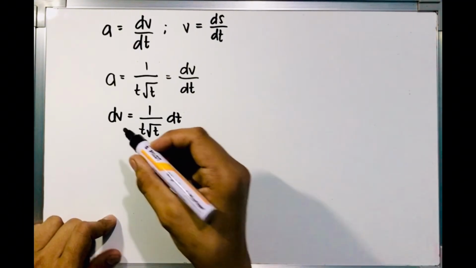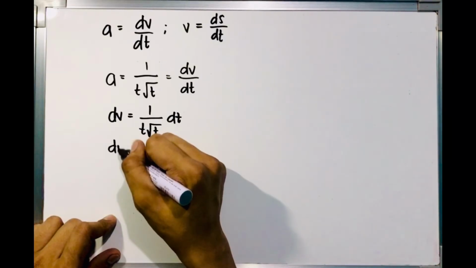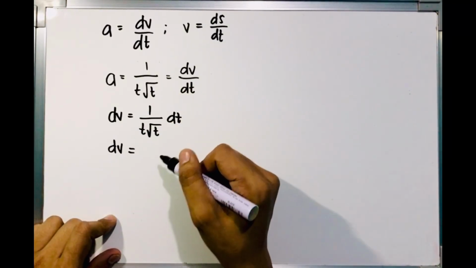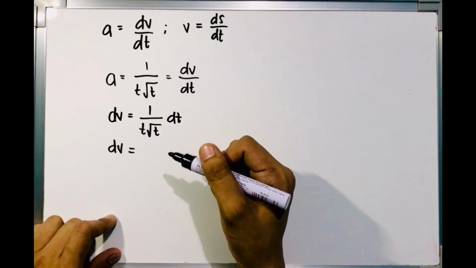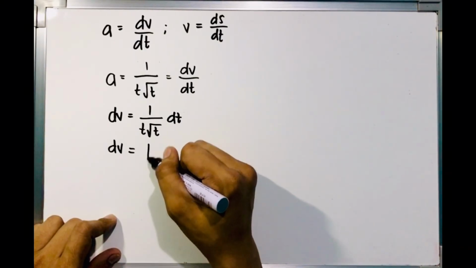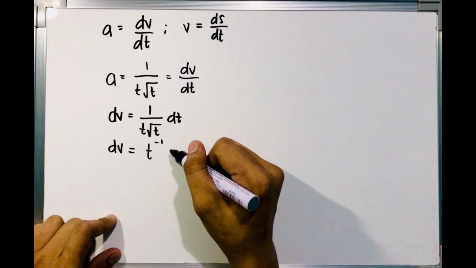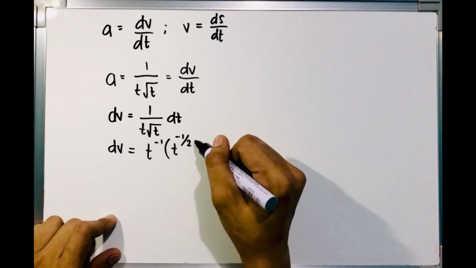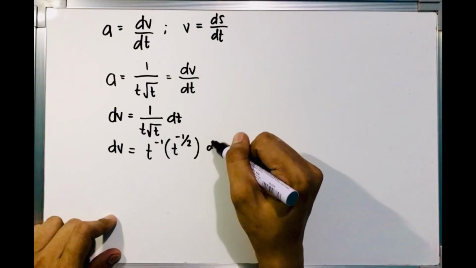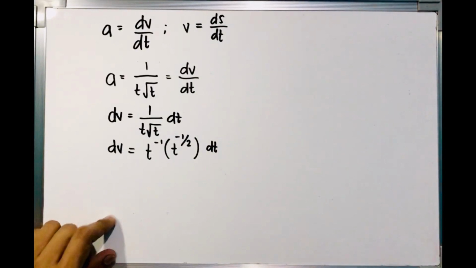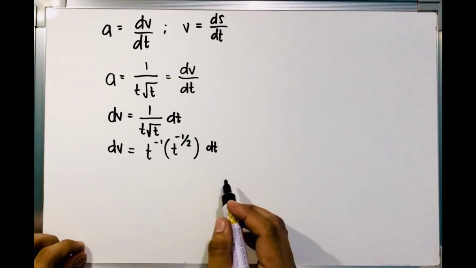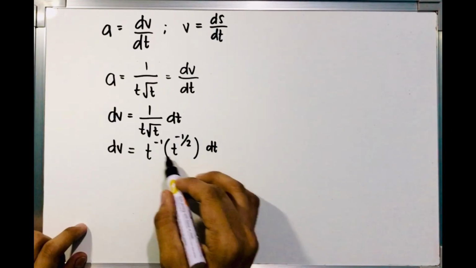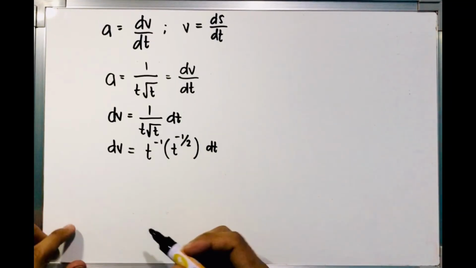So, what will happen is, dv, i-transform into exponent form. Therefore, that is t to the negative 1, diba? Multiplied by t to the negative 1/2. Okay? Huwag kalimutan yung dt. Okay. So, we can now begin our integration. Pagko-combine lang natin to, pero diretso na tayo sa integration.